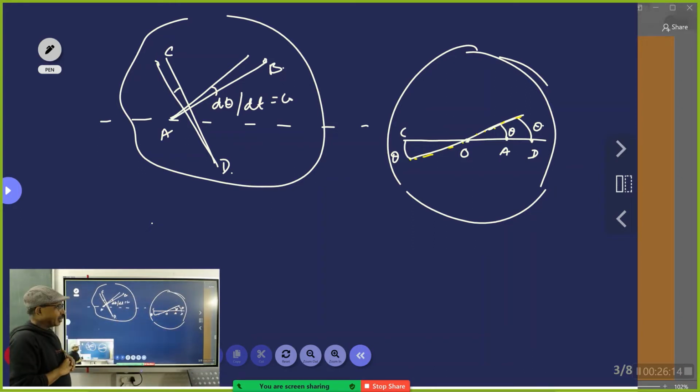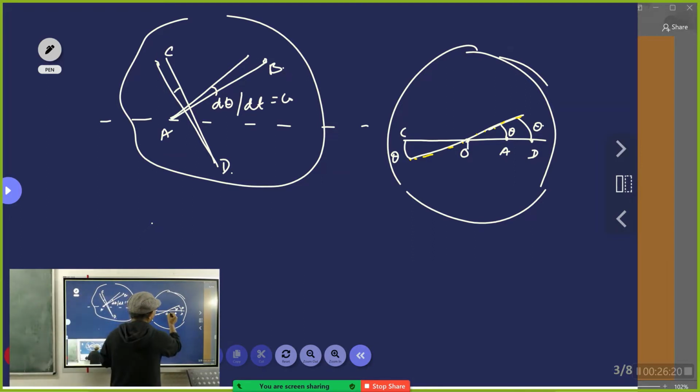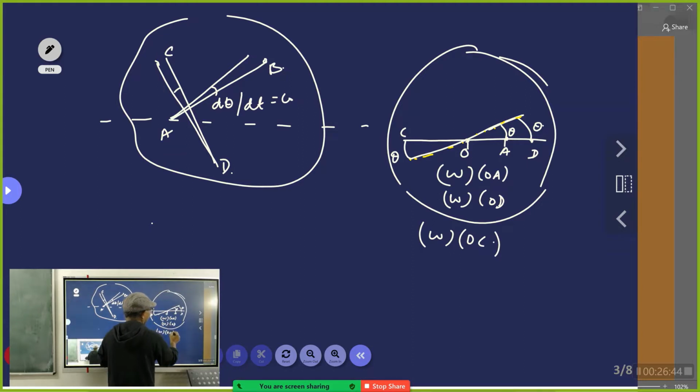Are you with me? So if you take this radius here, then the omega for all is the same. So the velocity of this point will be omega into OA, the velocity at this point will be omega into OD, and the velocity at this point will be omega into OC. Of course, if you take the vectors, this velocity vector will be down, this will be up, this will be up. You can see here, OD is larger than OA, therefore this velocity vector I am showing larger.